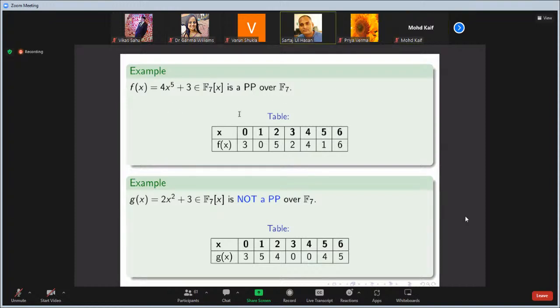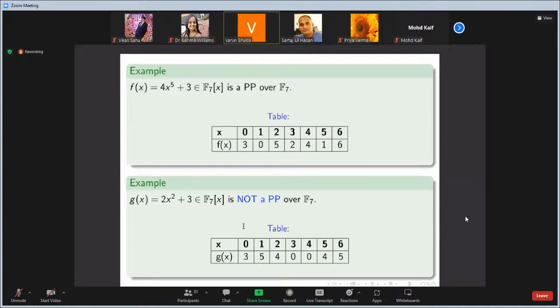We should give an example of a polynomial which is not a permutation. If you look at the polynomial g(x) equals 2x squared plus 3 over the same field F7, with coefficients from F7, and if you look at this table, so 0, yeah, is there any question?